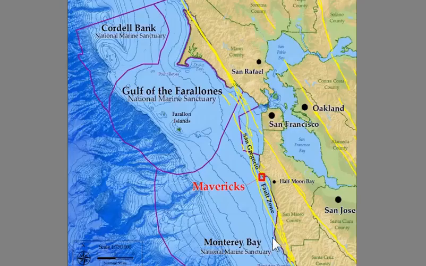Mavericks is located south of San Francisco, right here off a point of land near Half Moon Bay in central California. What I want you to do now is go look at the video called The Science of Big Waves that is going to explain for you, among other things, why there's a big wave that forms here at Mavericks. The key is refraction.